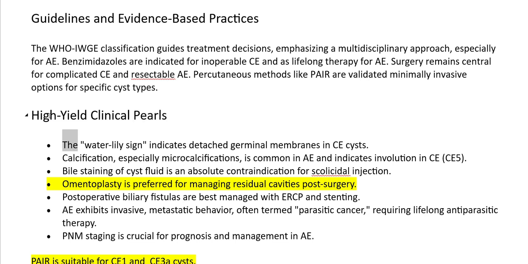High-yield clinical pearls. The water lily sign indicates detached germinal membranes in CE cysts. Calcification, especially microcalcifications, is common in AE and indicates involution in CE5. Bile staining of cyst fluid is an absolute contraindication for scolicidal injection. Omentoplasty is preferred for managing residual cavities post-surgery. Postoperative biliary fistulas are best managed with ERCP and stenting.